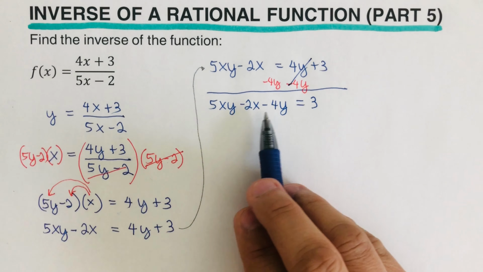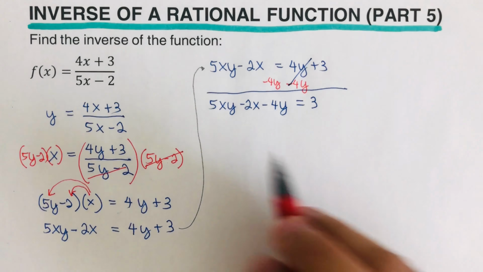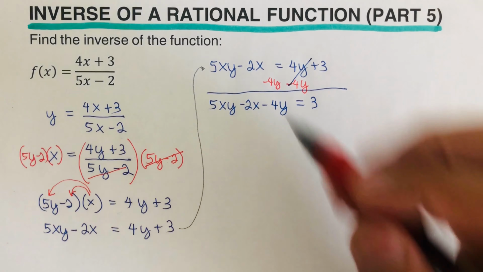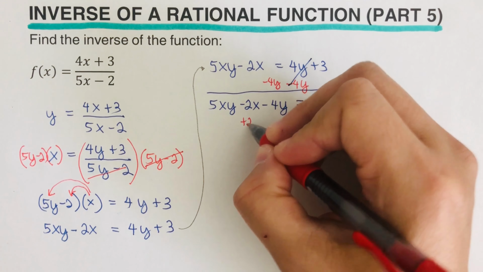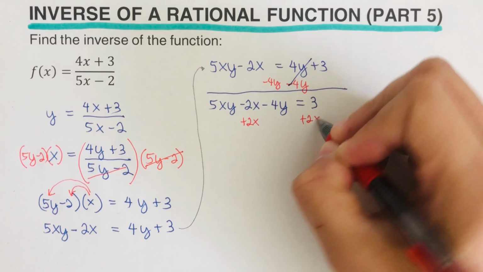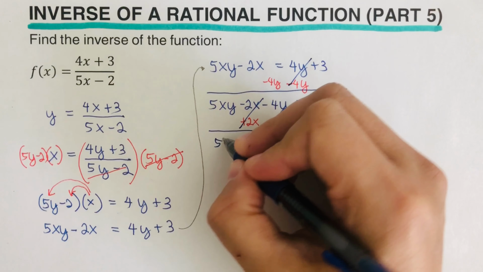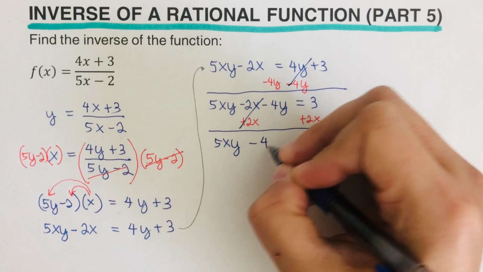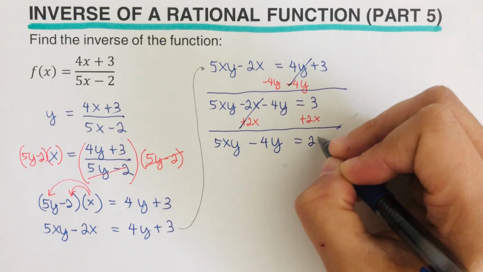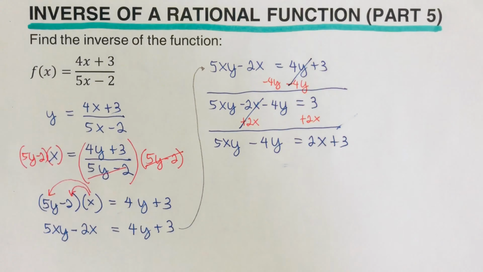Again, we want to isolate y by itself. Since we have a term that doesn't have a y here, I can go ahead and add 2x to both sides. So that's plus 2x. So then this would come out. That's 5xy minus 4y is equal to 2x plus 3.